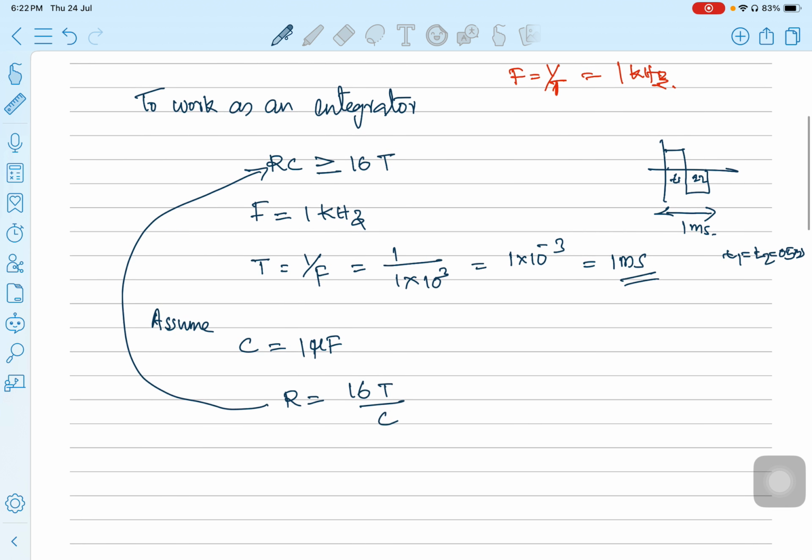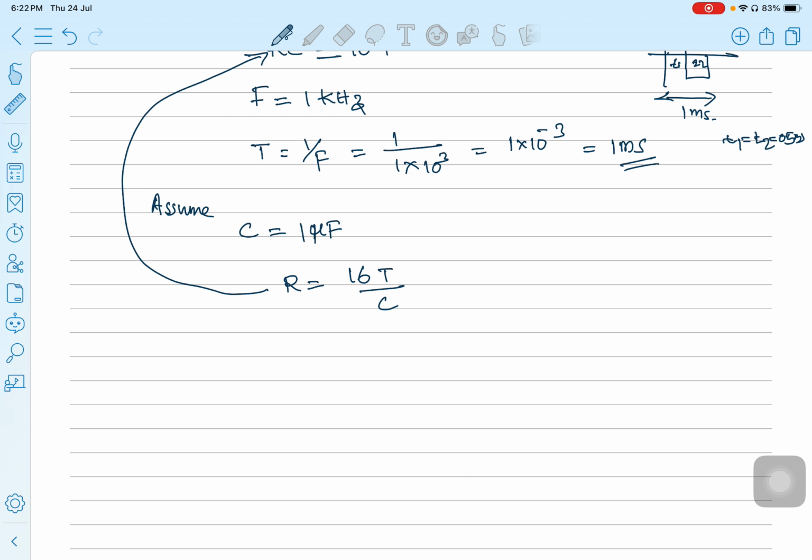And I can find the value. R is equal to 16T, so 16 into the T value, you can go with the actual value of 1 millisecond, which I can write as 1 into 10 power minus 3, divided by 1 microfarad, which is 1 into 10 power minus 6 farad. So this is the value for R.